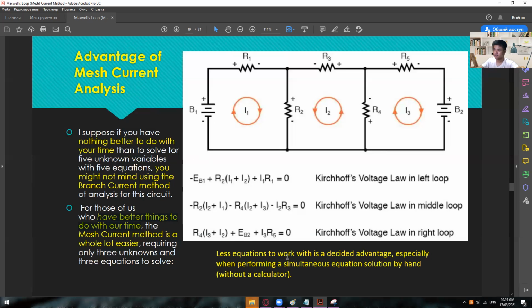So are we clear so far up to this point? Hello, hello, you guys still around? So only Mr. Lawrence. How about the others? Were you guys able to get the idea on why use mesh over Kirchhoff's?